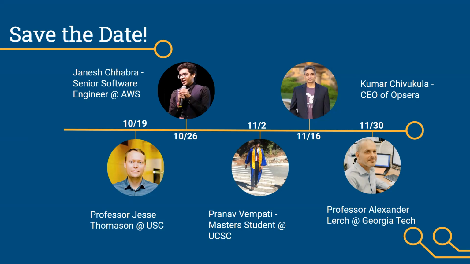The 1 week we don't have a speaker event is going to be November 9th, so we have nothing going on then. And finally, our last 2 weeks, November 16th, Mr. Kumar Chuvakula is going to come. He's the CEO of Opsera. It's a company I worked at this past summer. He's going to talk about how AI is changing the DevOps field and how he is taking advantage of it in the products that he's using to make his company grow and continue to push that out there.